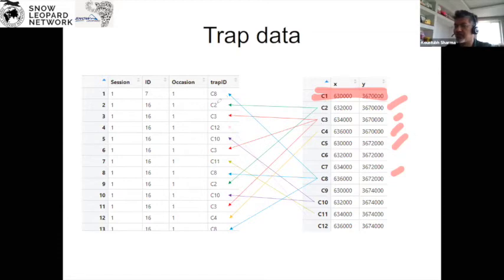C2 has captured snow leopard number 16. C2 has also captured snow leopard number 16. Now, these are all captures of 16 here. There is another snow leopard number 7, which has been captured on C8, but C8 has also captured 16 quite a few times. So essentially, this is the kind of data you end up with.